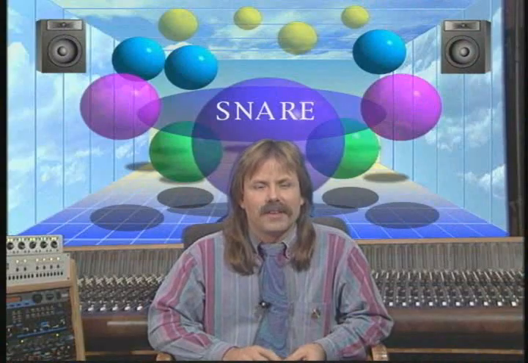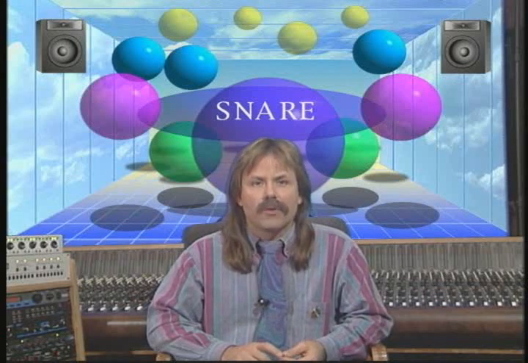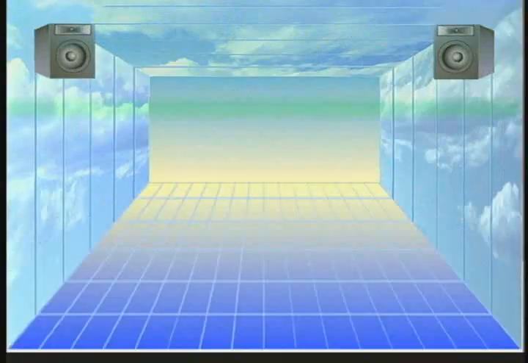The snare drum is most commonly placed in the middle. Some engineers do place it a bit off to the side, especially in jazz, because the snare drum is off to one side in a real drum set.